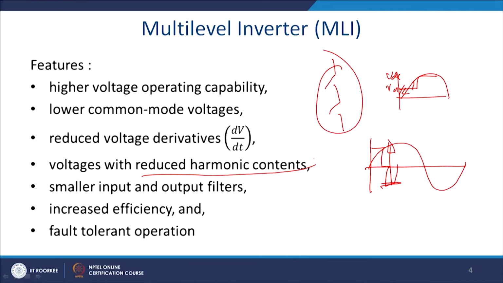Since harmonic content is reduced, you require a smaller size filter to eliminate it, and it increases efficiency. With hard switching, the hard switching losses of the 2 level inverter are quite high compared to the multi-level inverter, even though the number of switches is more. And we can put redundancy in the circuit, and thus introduce fault tolerance capability with this multi-level inverter.